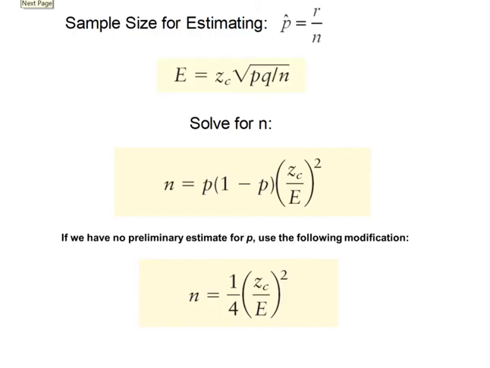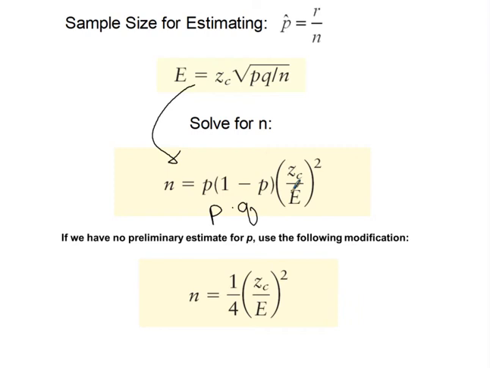Sample size for p hat. Again, p hat is your r over n. Here's what it started off as for your maximum error. So with a little bit of algebra, it solves into that. They use the 1 minus p, but this is really p times q. Your ZC is your critical score. We're still using the normal curve. You've got your error that you're okay with, and then you've got that squared.